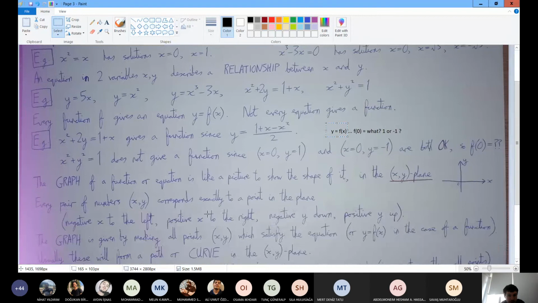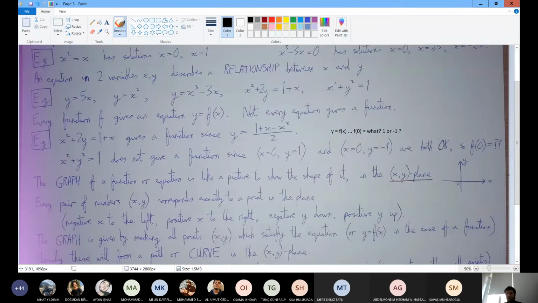Then let's continue now with graphs. So graphs are very important because this is a way of understanding functions or equations by pictures. So a graph takes place in the xy plane, which is a two-dimensional plane with x coordinate and y coordinate. Probably you're already familiar with this. Every pair of numbers x and y corresponds exactly to a point in the plane. So you have negative x to the left, positive x to the right, negative y down, positive y up.